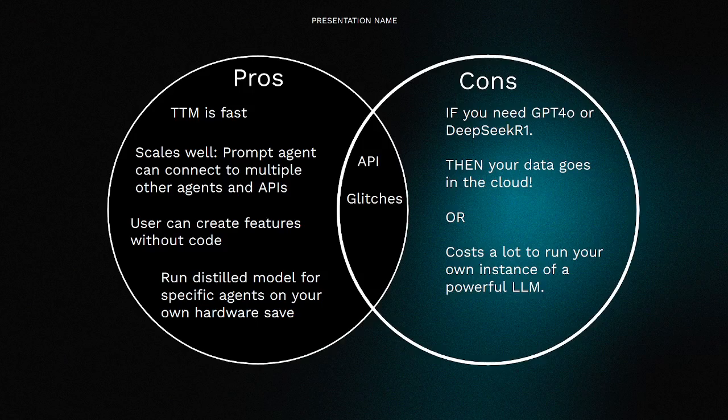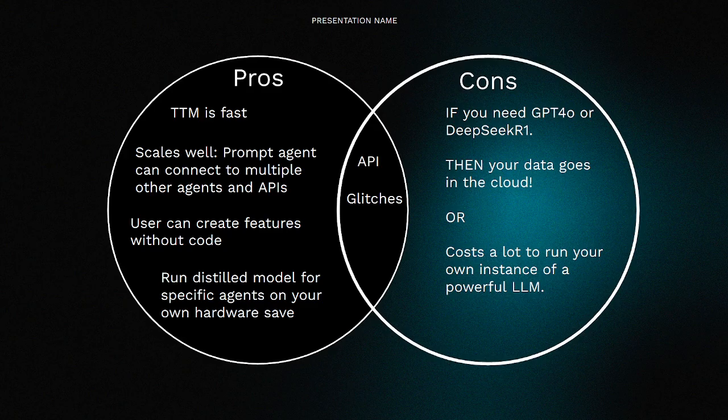Pros, I've said it all. It's fast to do, it's scalable. The user can create features without code. Once you get those results back, you can ask the language model to pick out 2 columns and make a pie chart or whatever. This is not hard to do. Your API is a strength and weakness. If it's done well, brilliant. If it's not, you're going to have to do a bit of work on it.